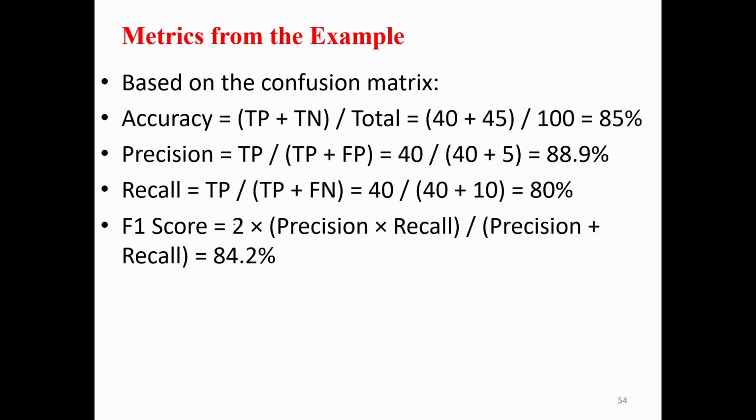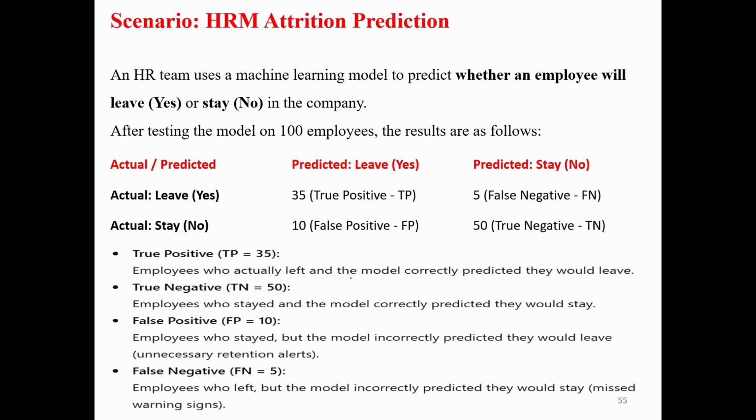This is the example. It is saying that accuracy is 85%, precision is 88.9%, recall is 8%, and F1 score is 8. So what is the interpretation of this one? What is the meaning of accuracy, precision, recall, F1 score? I already explained.